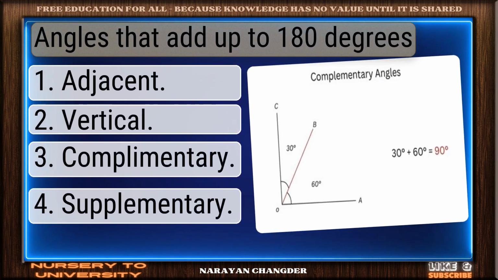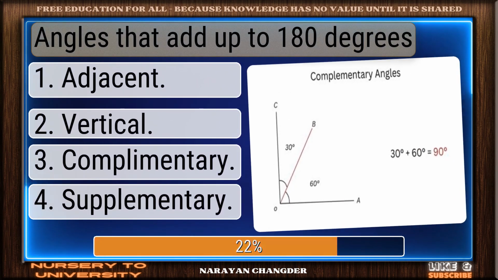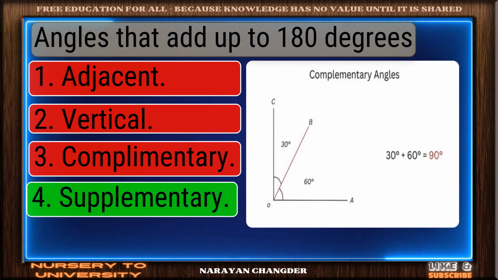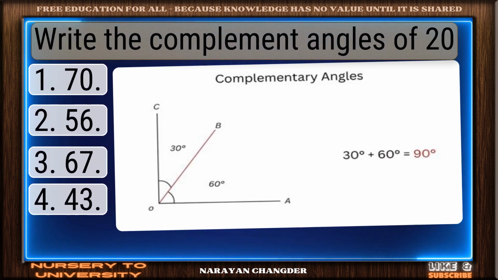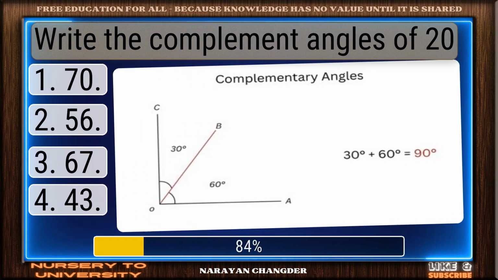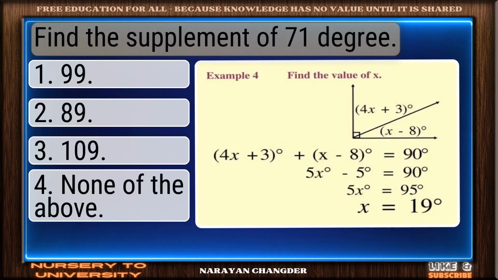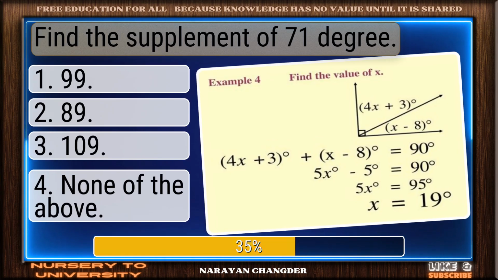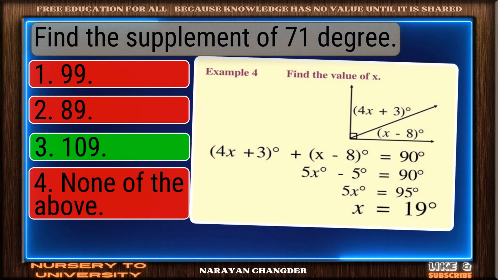Question number 268. Angles that add up to 180 degrees. Excellent. Supplementary is a brilliant choice. Question number 269. Write the complement angle of 20. Right choice. 70 is the best answer. Question number 270. Find the supplement of 71 degrees. Smart move. 109 is an accurate answer.